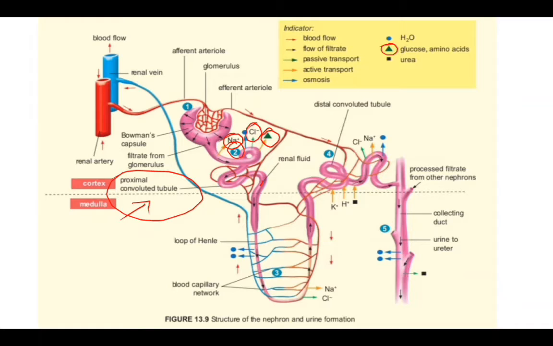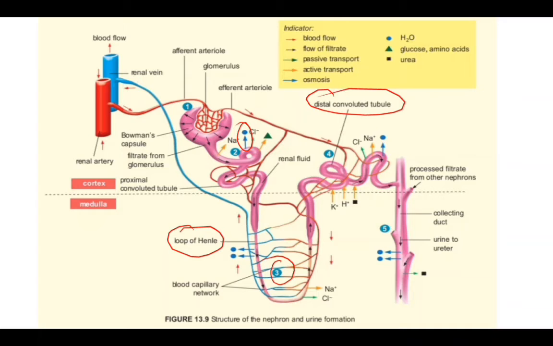So as a result, water enters the blood capillaries through osmosis. Maksudnya, reabsorption of water also happens here. Okay. So number 3, this is number 3, reabsorption at the loop of Henle and distal convoluted tubule.